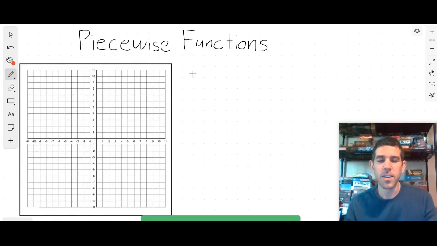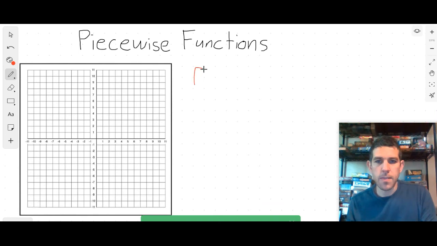Welcome to Math World. Today we're going to talk about piecewise functions. Piecewise functions are a little different than the other ones because they're kind of like a transformer, in the fact that they take all the other functions and push them together to make one super function. So let's see what that looks like.